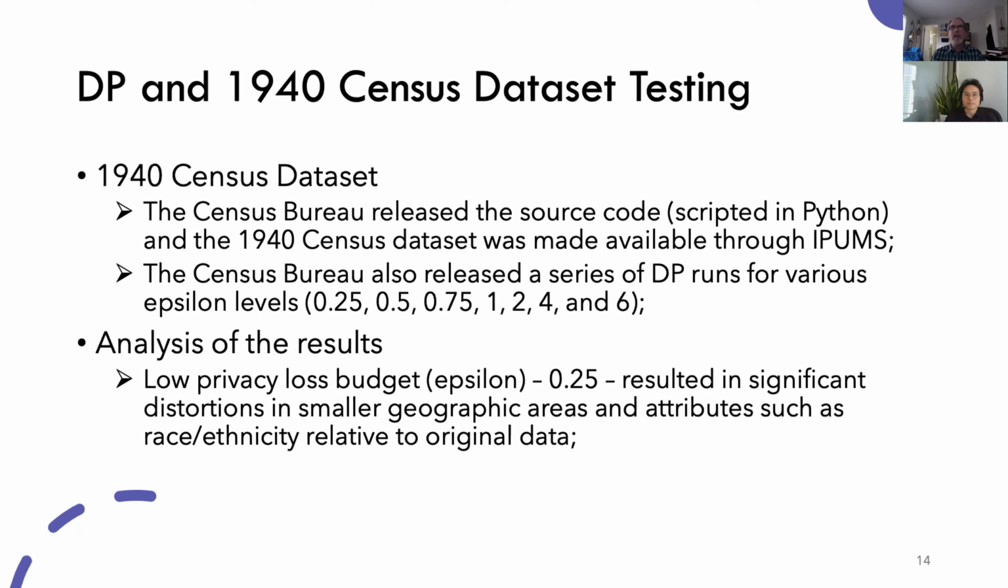They also released a series of DP runs for various epsilon levels, 0.25, 0.5, 0.75, 1, 2, 4, and 6. And these were a series of 3 runs for each of these epsilons. So the analysis of the results found that for a low privacy loss budget, epsilon of 0.25, it resulted in significant distortions in smaller geographic areas and in attributes such as race, ethnicity relative to the original data.